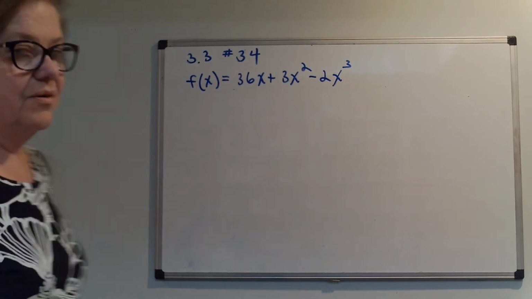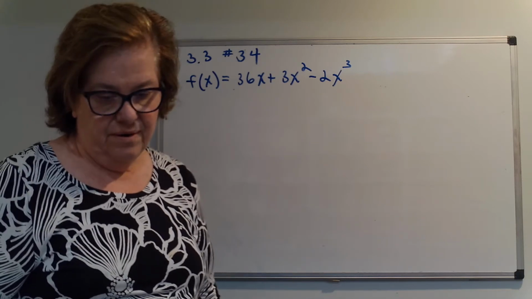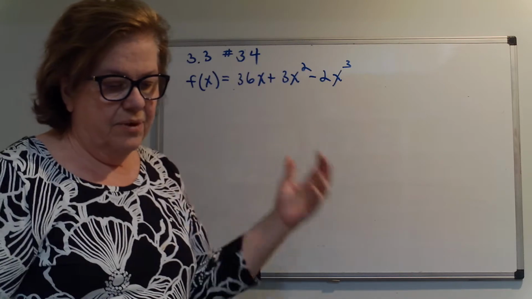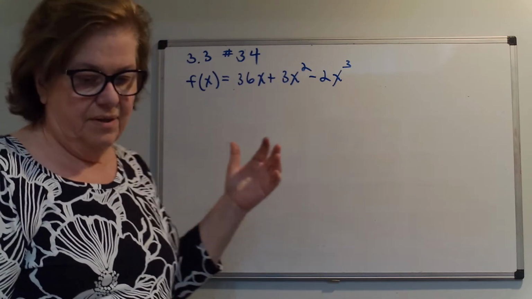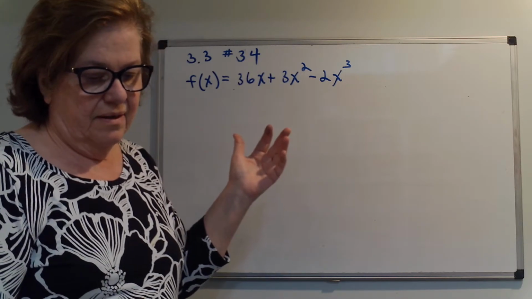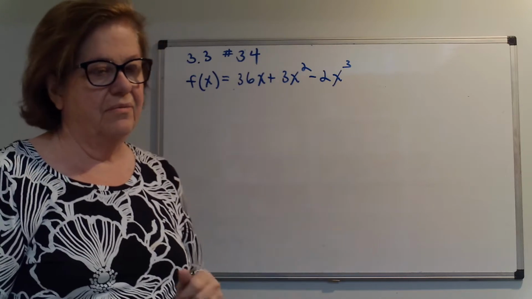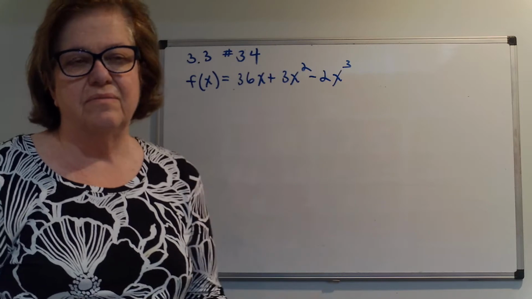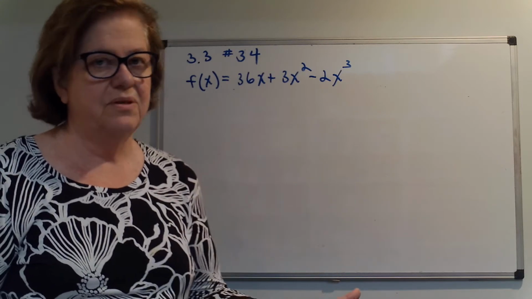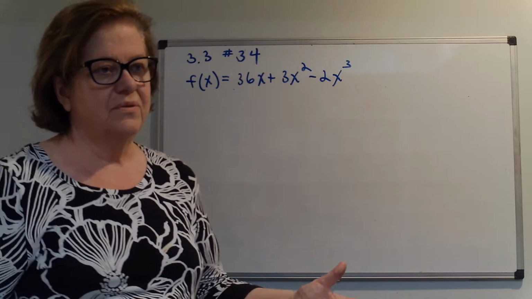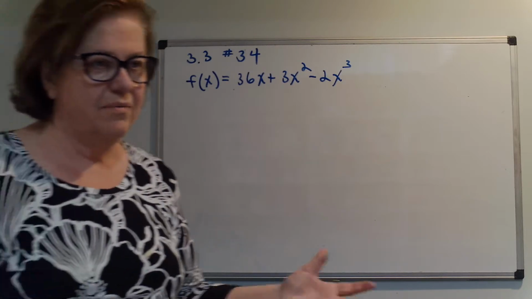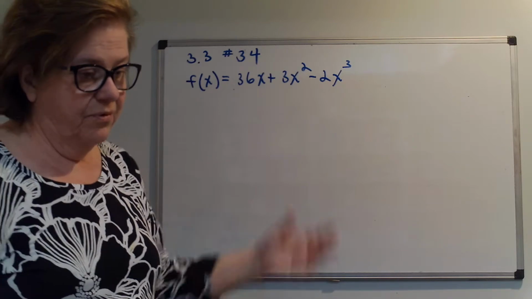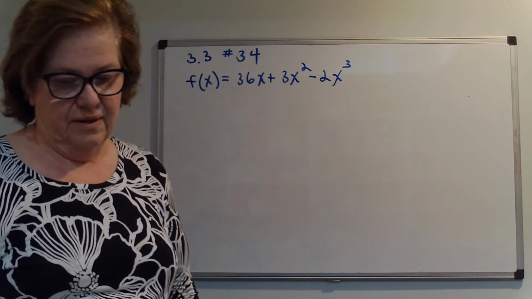Hello again. Here I'm going to do problem 34 from 3.3. In the previous problems, we've just been given information about the derivative, the second derivative, and we had to deduce what the graph must look like, or what the intervals of increase and decrease are, or concave up and concave down. Now we're given the equation, the formula for the function.